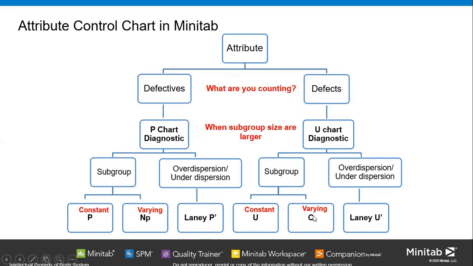Okay, same scope for the defect. We have U and C charts. If the subgroup is constant, you can go for the C chart. If it is a varying subgroup, you can go for the U chart. If your subgroup size is larger, you can go for the Laney U chart. But if you want to know about these diagnostic charts, maybe you can join our training. But for this, we explain about the Laney chart and the new chart.